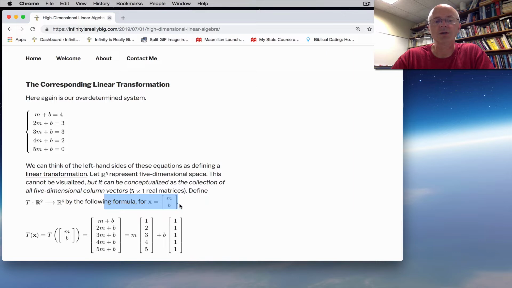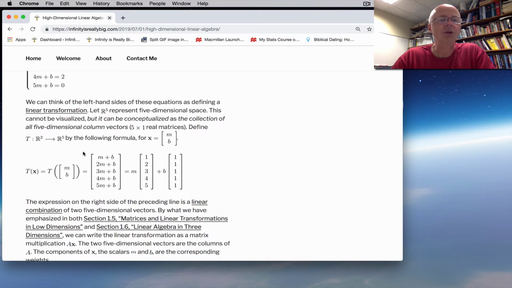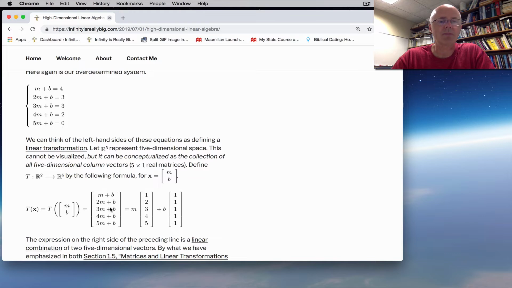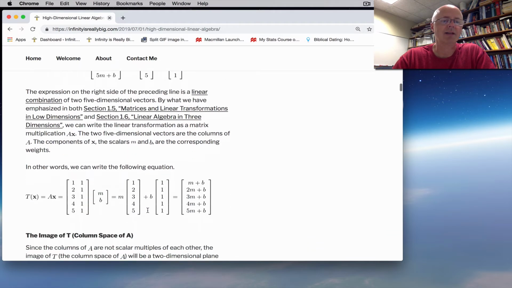So the input is 2-dimensional. I'm going to call it x, a vector x whose components are m and b, the, say, unknown slope and the unknown intercept of the line of best fit, the linear regression line. And the output is going to be the left-hand sides of these equations up here. A 5-dimensional vector, a 5x1 matrix, okay? Now I'm writing that output next here as a linear combination. I've talked about this in recent posts. A linear combination of 2 5-dimensional vectors. And the reason that's a good thing to do is it's supposed to motivate the idea of a matrix multiplication. And that's what's down here.